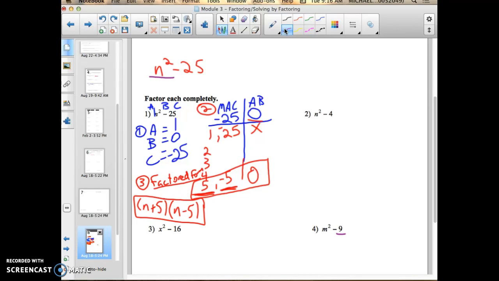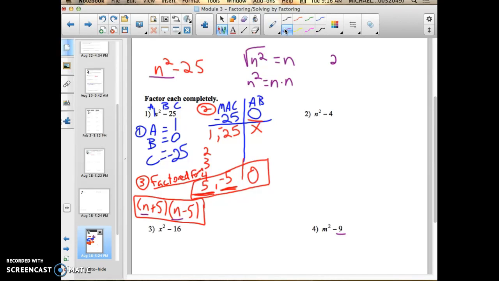Let's take the first term, n squared. If I take the square root of it, that would give me n. Another way to look at it is n squared equals n times n. Alright? That's why each factor always gets a variable, whatever variable is in question, when it's squared.